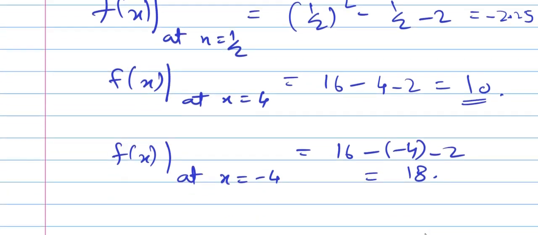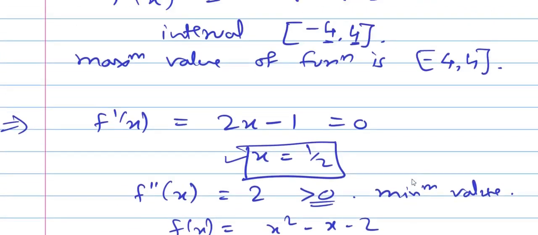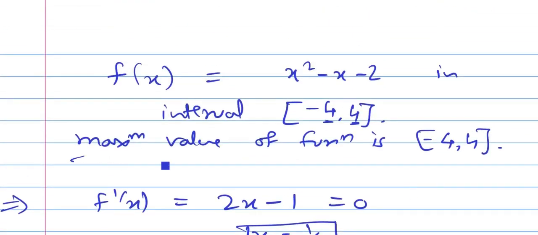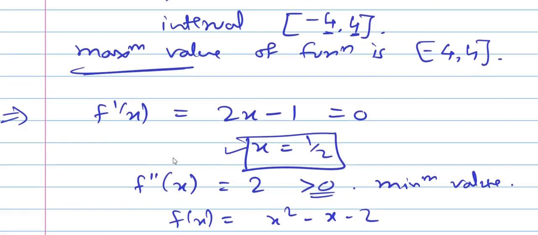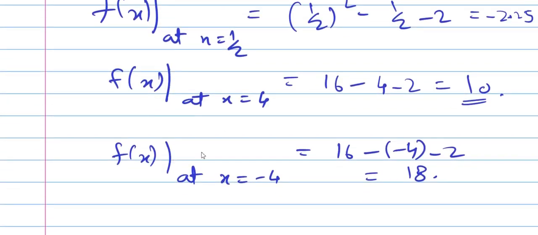So at these 3 points we have to determine the maximum value. In the question, what we have to determine? The maximum value. So what is the maximum value coming? The maximum value coming is 18. So 18 is the answer. The maximum value of this function is 18 at x equal to minus 4.